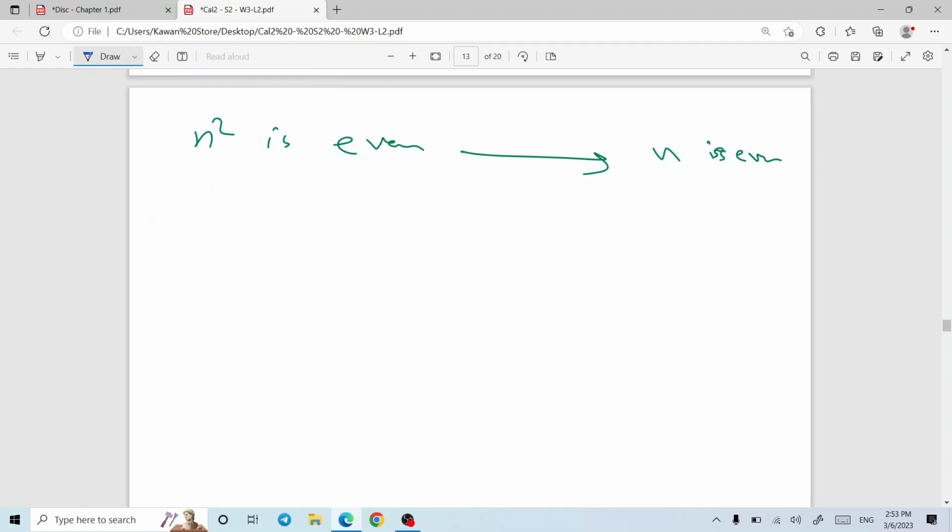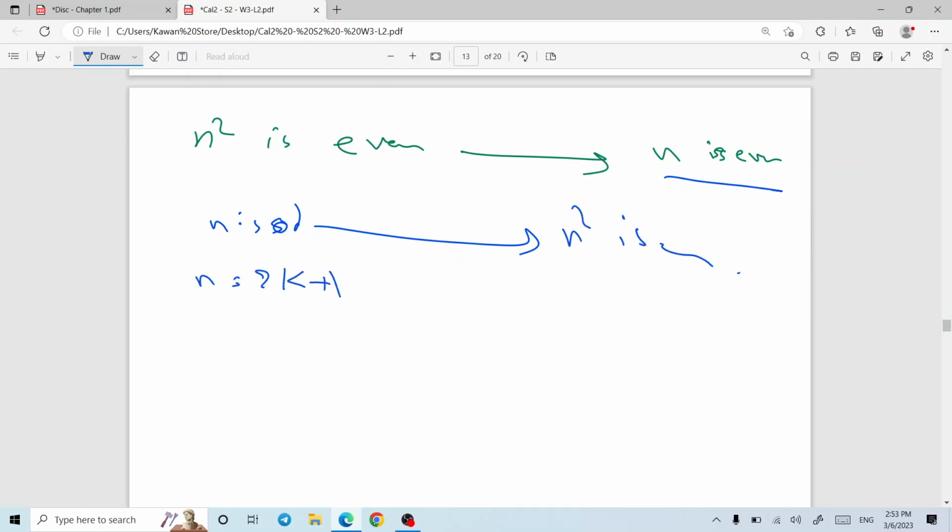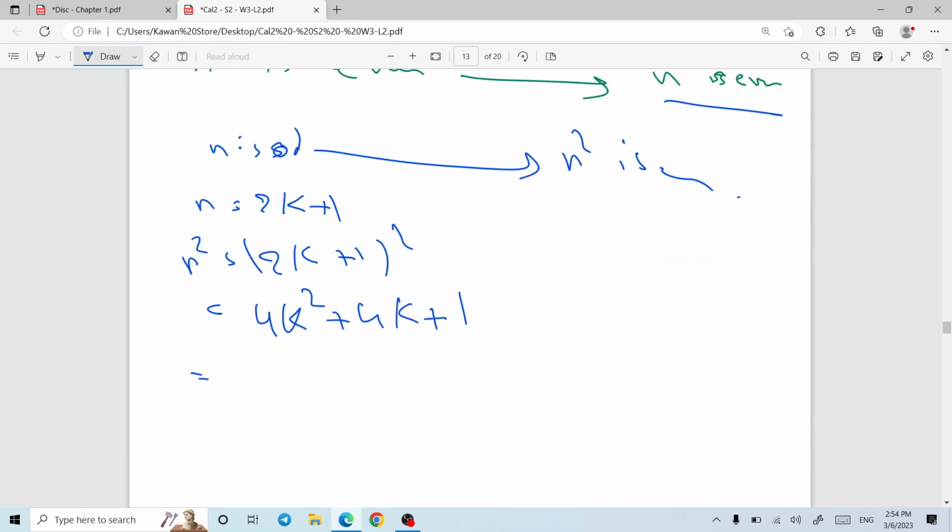Look, by contrapositive, we say N is odd. We show that N squared is odd, and I think we did it. So N is odd means that N is 2K plus 1, right? Then N squared is equal to what? 2K plus 1 squared. And I will get what? 4K squared plus 4K plus 1. Then I will get what? Am I right?